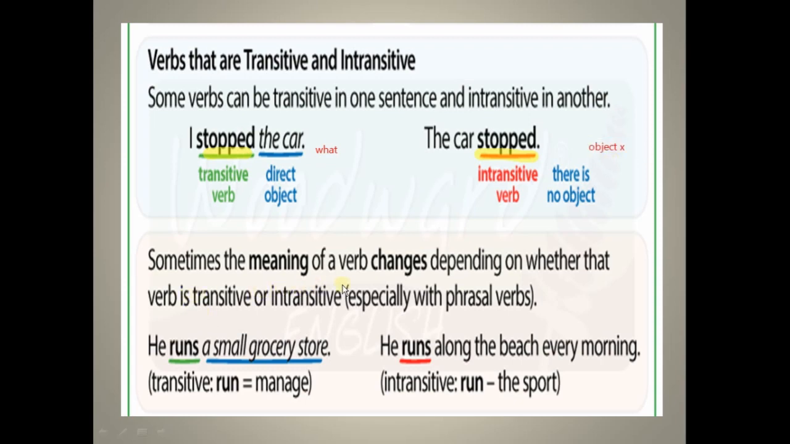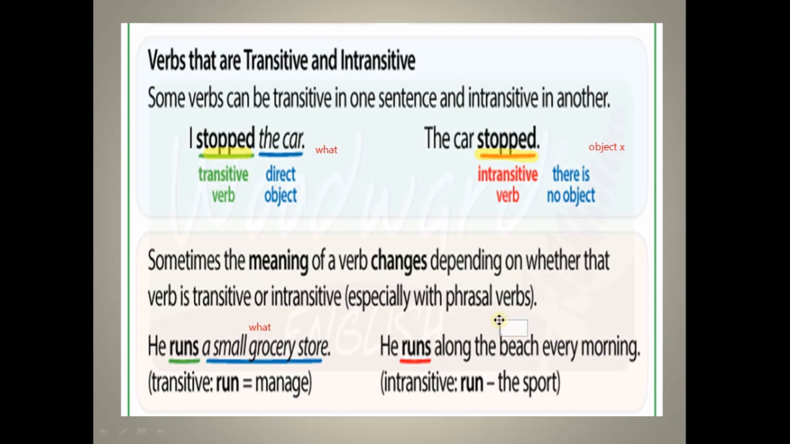Sometimes the meaning of a verb changes depending on whether that verb is transitive or intransitive, especially with phrasal verbs. Sometimes with the phrasal verb also the meaning changes. Now just see here one more example. He runs a small grocery store. Now just tell me what will be the question word here? He runs what? A small grocery store.